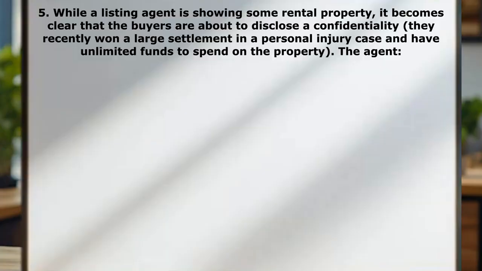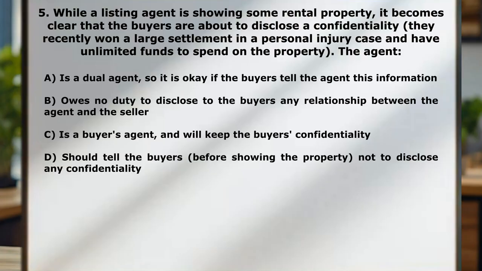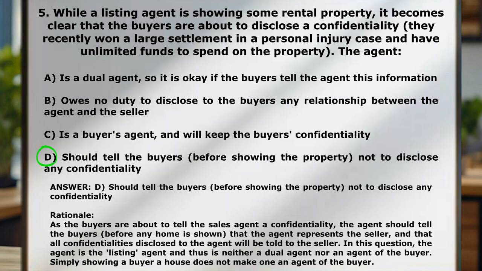Question number five: while a listing agent is showing some rental property, it becomes clear that the buyers are about to disclose a confidentiality. They recently won a large settlement in a personal injury case and have unlimited funds to spend on the property. The agent, A, is a dual agent, so it's okay if the buyers tell the agent this info. B, owes no duty to disclose to the buyers any relationship between the agent and the seller. C, is a buyer's agent and will keep the buyer's confidentiality. D, should tell the buyers, before showing any property, not to disclose any confidentiality. Correct answer here is D, should tell the buyers, before showing any property, not to disclose any confidentiality.